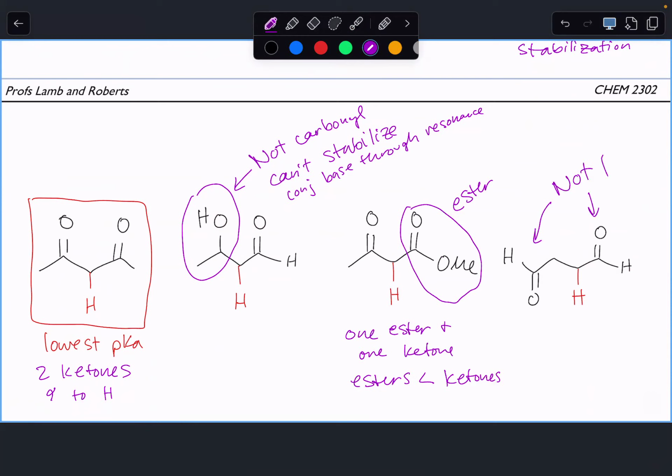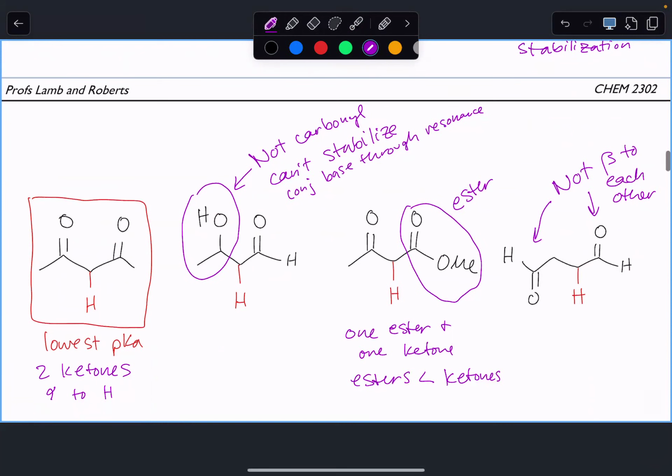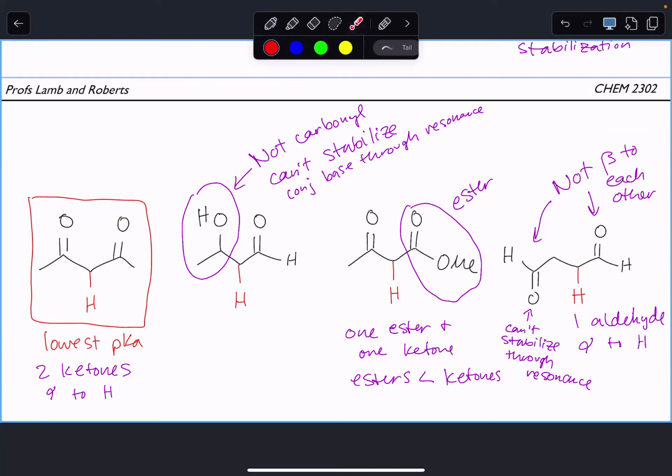are not beta to each other, right? So there's really only one aldehyde alpha to the proton. That guy can't stabilize through resonance. So it really matters where the positions of those carbonyls are, right? In this case, they are right next to the alpha proton here, whereas this one, it's one carbon away, which means that you can't do that resonance anymore.